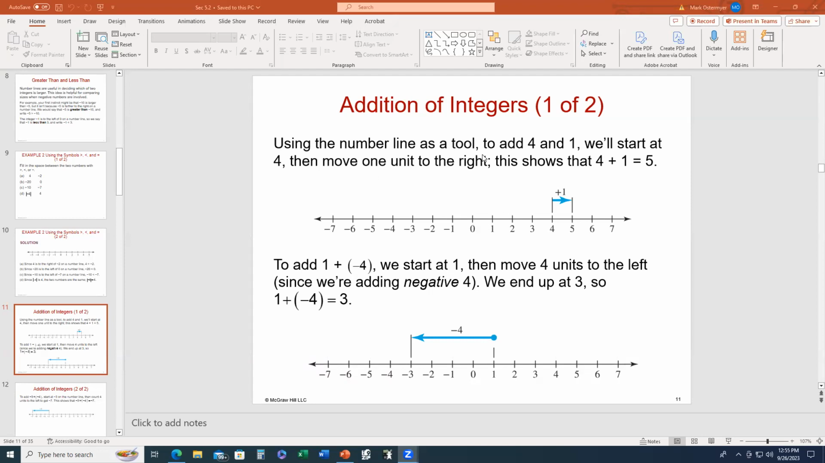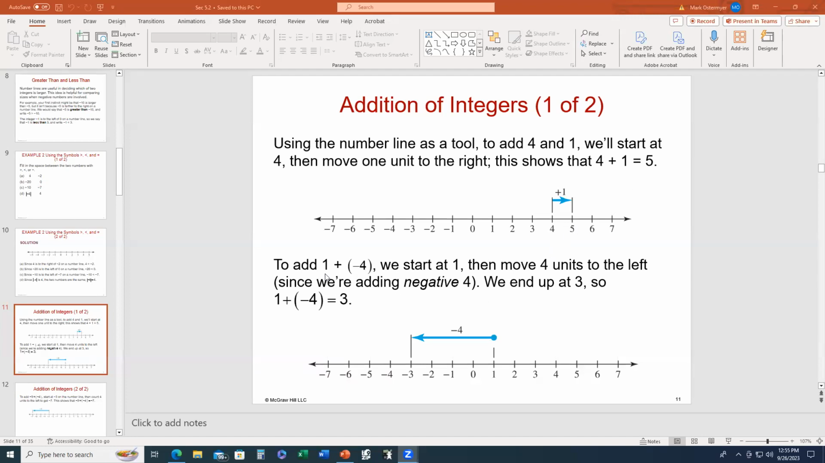Using the number line as a tool to add 4 and 1, we'll start at 4. Then we must add +1 to 4, which means we have to move 1 unit to the right on the number line, and we land at what integer? We land at +5. So this is a graphical, or pictorial, way of representing 4 plus 1, which is 5. All right, let's try another one.